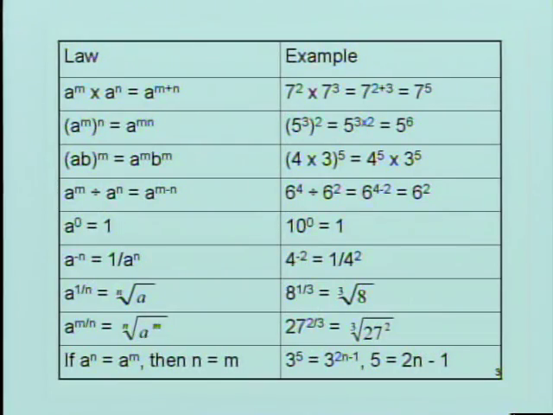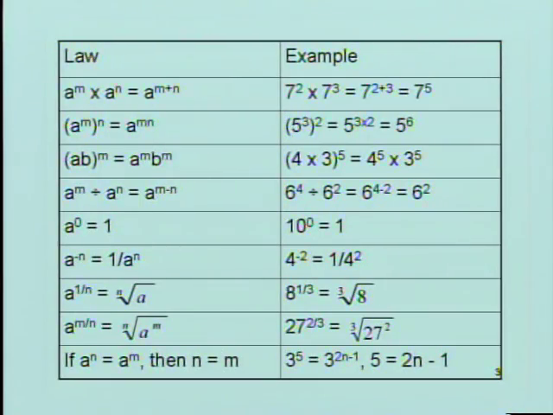In the next example, the law is saying ab to the power m is the same as a to the power m times b to the power m. The example to illustrate that, 4 times 3 to the fifth power is the same as 4 to the fifth power times 3 to the fifth power.